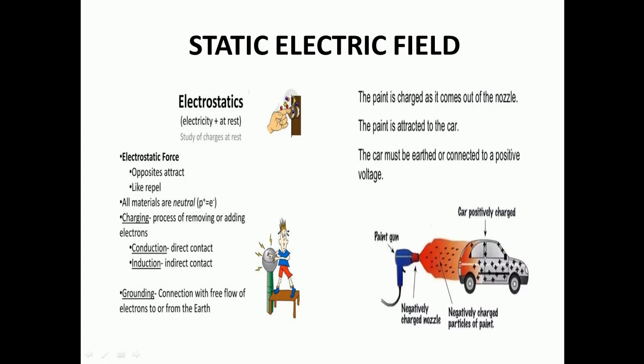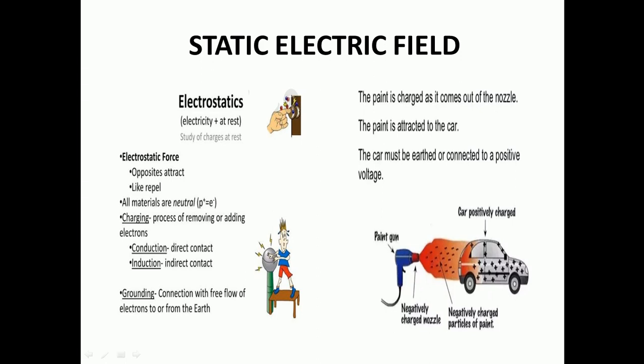Now we will go into the first concept of the subject electromagnetic fields, dealing with unit 1 of static electric field. Here we have the definition of static electric field or electrostatics, which is the analysis of electricity at rest, or the study of charges at rest. It is very clearly depicted. And we also have various definitions. What is conduction, what is induction, direct contact or indirect contact, why we are grounding. So conduction is with respect to the free flow of electrons from the earth or to the earth.